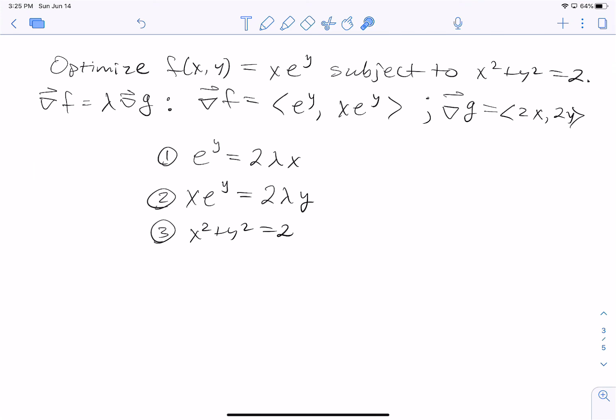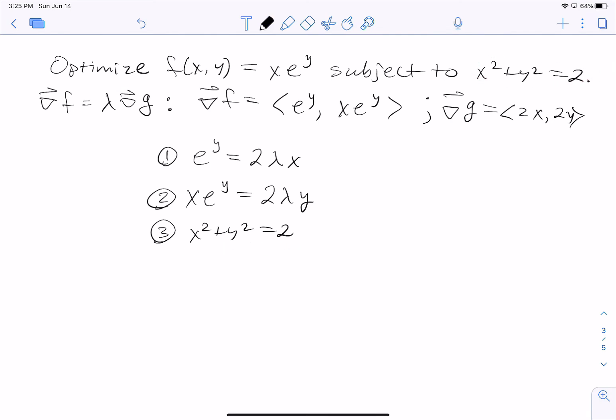Del f is <e to the y, x e to the y>. Del g is <2x, 2y>. So our first equation is e to the y is equal to 2 lambda x. The second equation is x e to the y equals 2 lambda y. And then we have a constraint equation, x squared plus y squared is equal to 2.